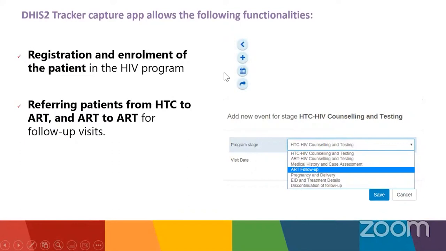Similarly, in the DHIS2 tracker features, we can register and enroll the patient in the HIV program, and we have different program stages. Here I have shown the program stages of HIV testing and counseling. If someone is positive and enrolled in treatment, then we fill in the ART follow-up. If an HIV positive mother is pregnant, we can also add her pregnancy details. If the HIV mother delivered a baby, we also add those details. If someone has died, we also record their discontinuation and follow-up details. And this system also helps us refer clients between HTC to ART and ART to ART for follow-up visits.